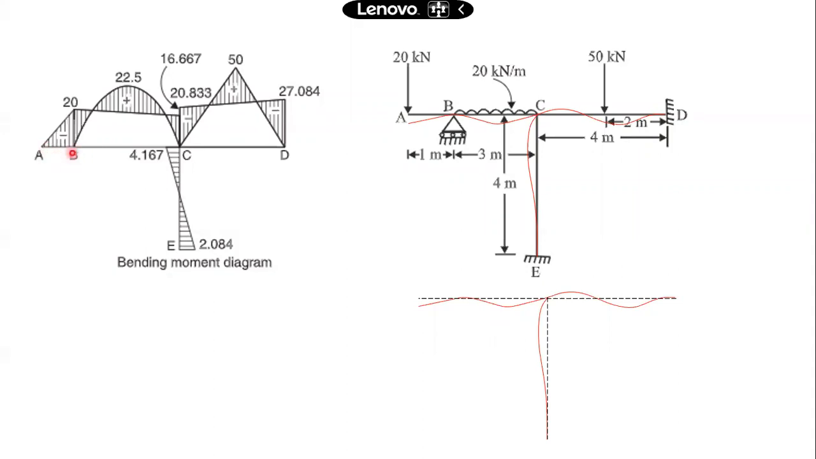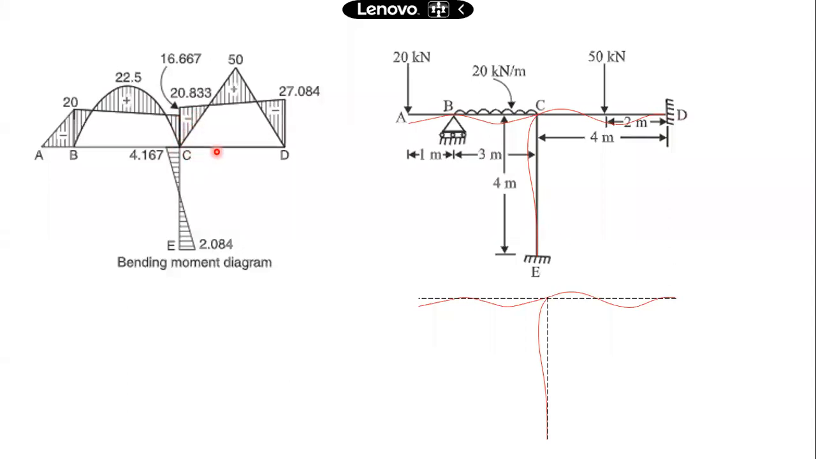At B, MBA was 20 kilonewton meter. I have taken an ordinate of 20 kilonewton meter here. Similarly, at joint C, MCB was 16.667. So that is the ordinate for MCB, the shorter ordinate.